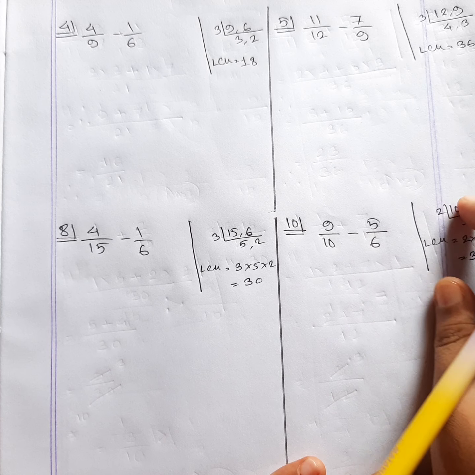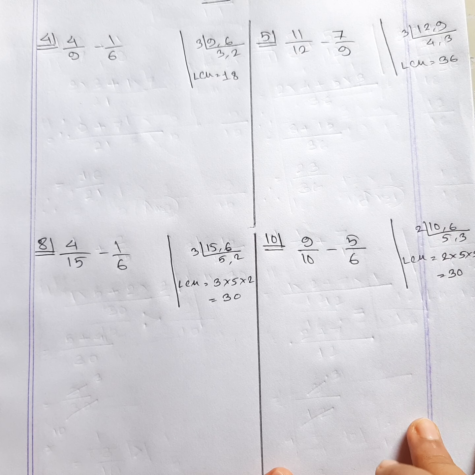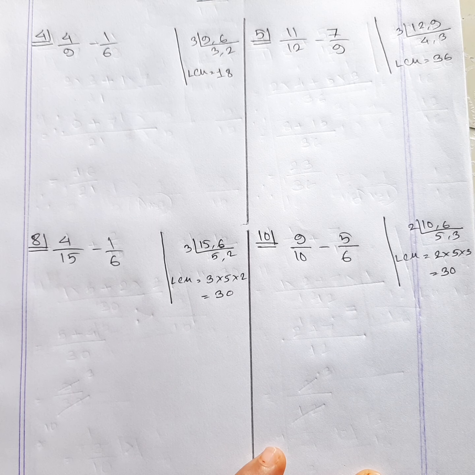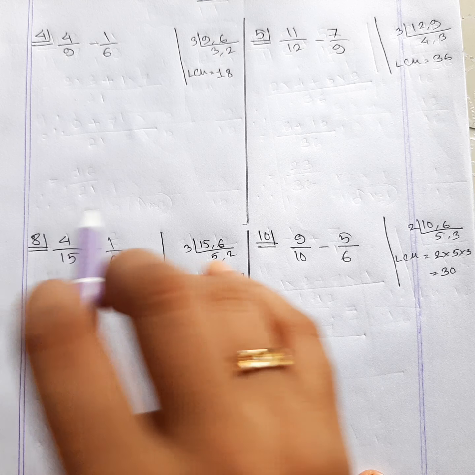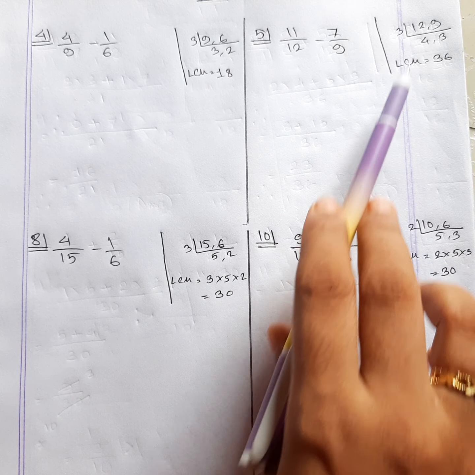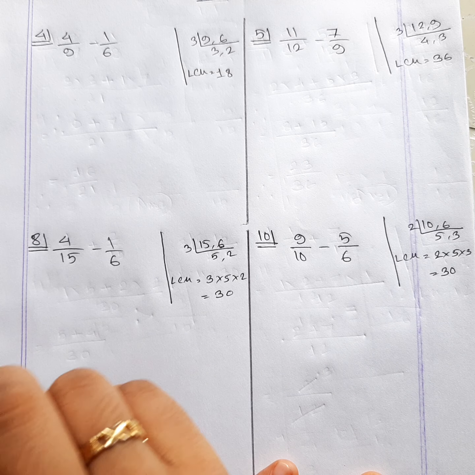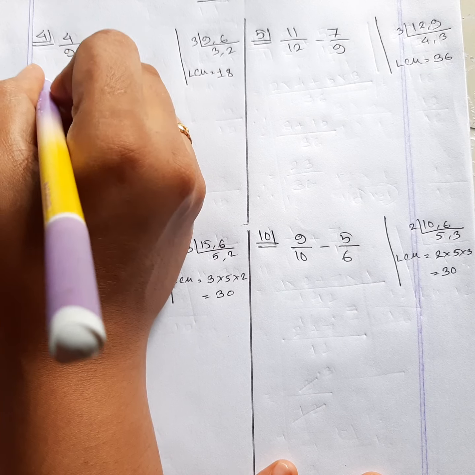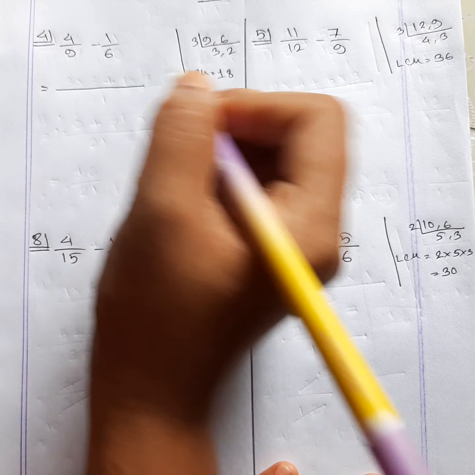Okay, as you can see that I have already done the LCM part to save a little bit of time, because I believe that if you are following the process, then definitely you will understand how to do the LCM part. It's pretty easy. Okay, now I'm just going to find out, we have found out the LCM. The first one is 18.